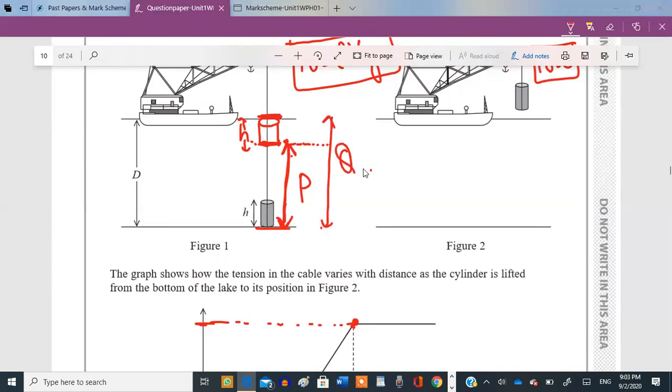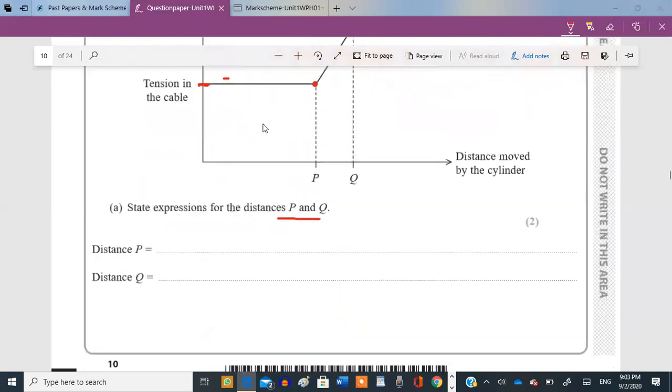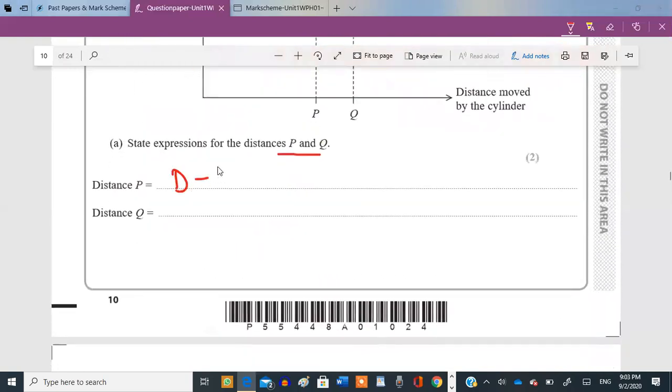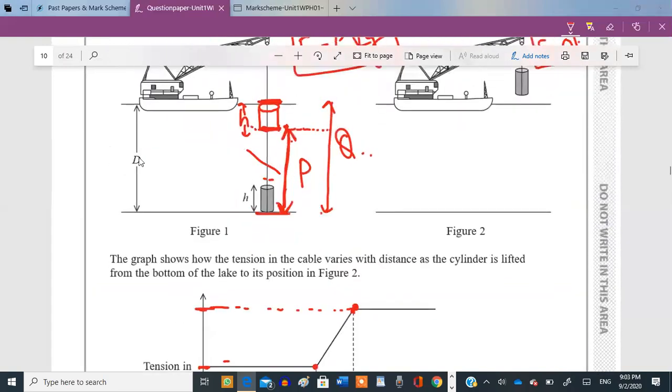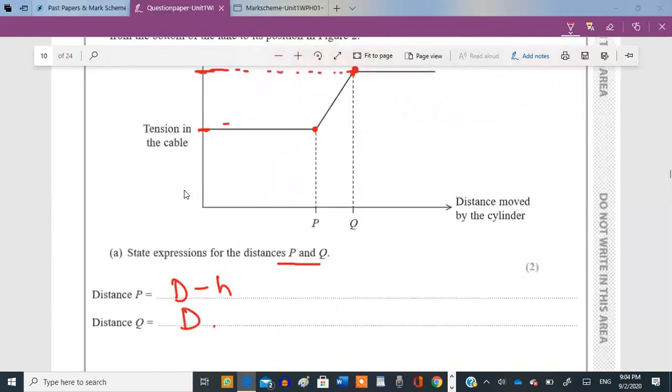That's the distance Q. So what is Q? Q is actually this entire distance. And what is P itself? P is actually this entire distance D minus the height of the object. Entire distance D minus the height, and Q is the entire distance D. See, what is the value of P? It's this entire distance minus the height of the object. What is Q? Q is this distance, T. Get it?